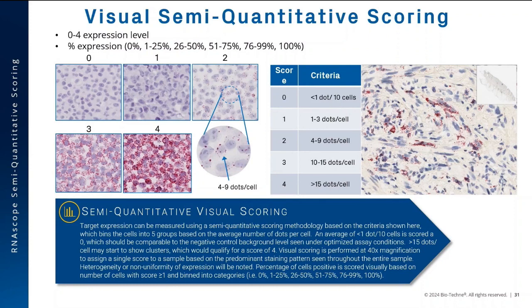The scoring criteria that you see on your screen is for the RNAscope assay. The scoring criteria is different for BaseScope and microRNAscope assays.